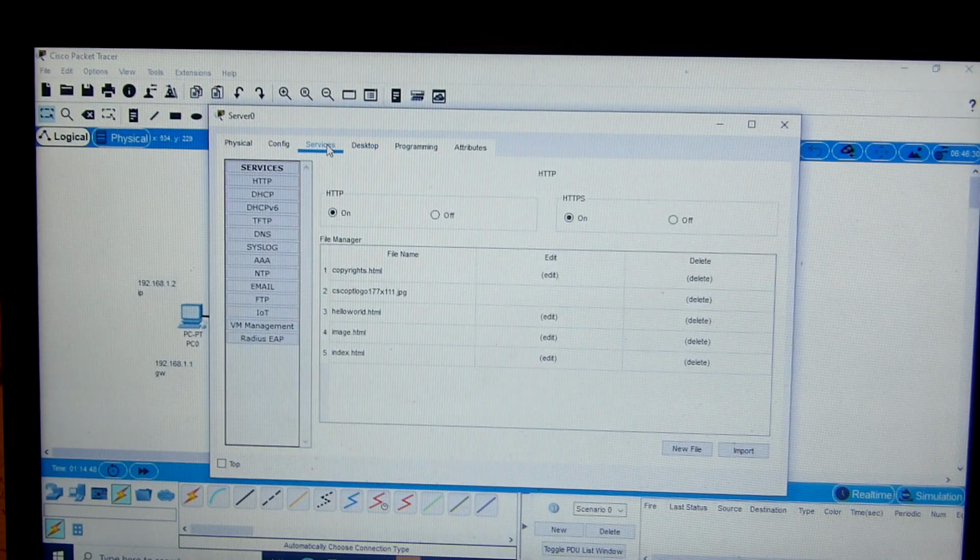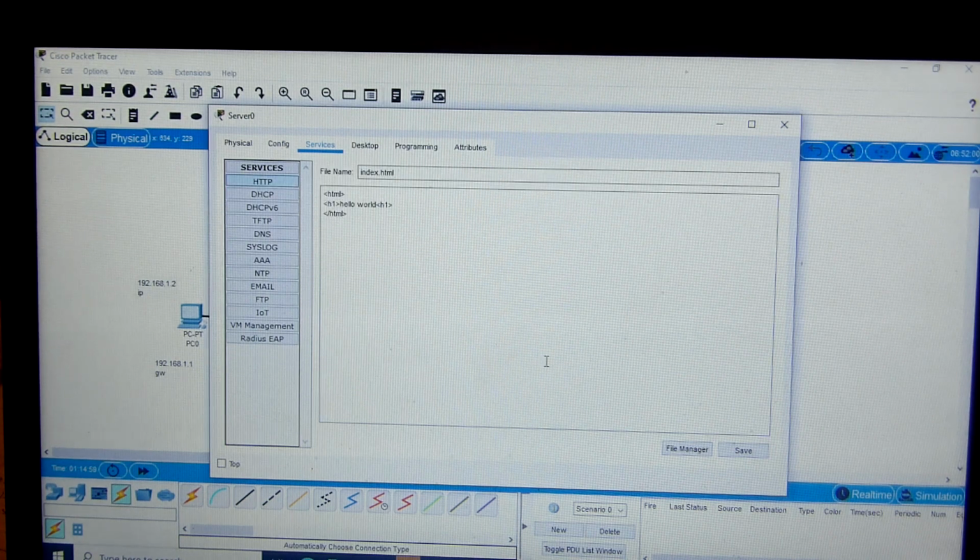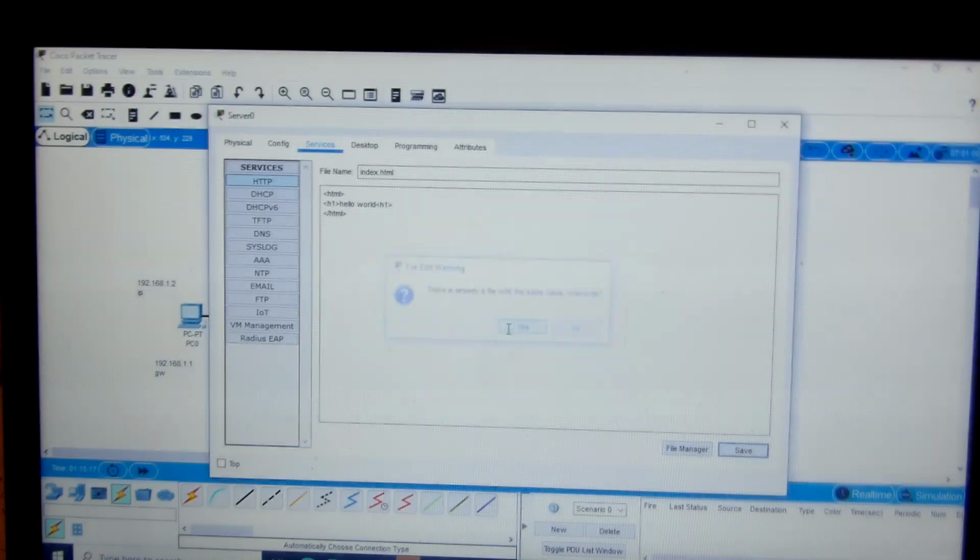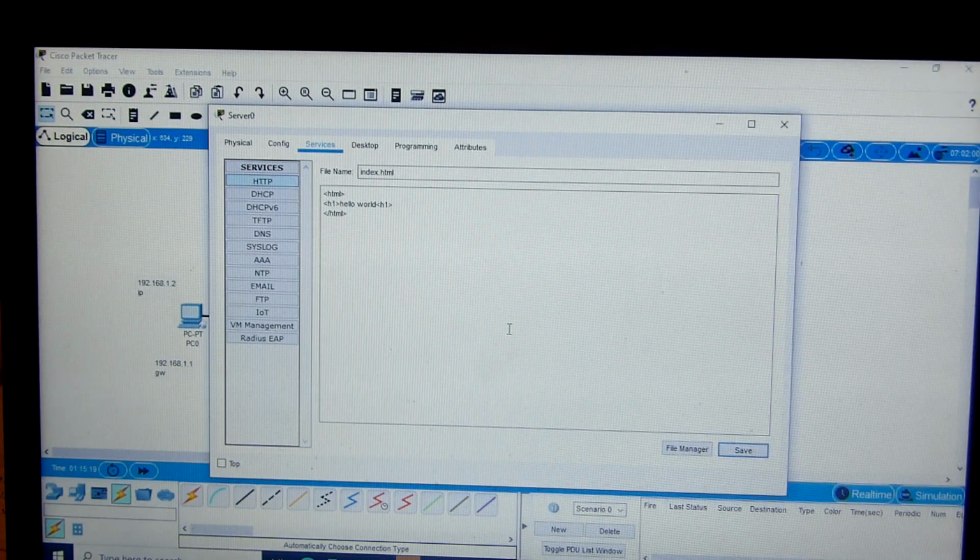Now you go to service. Okay, and then you choose HTTP. Here, in index HTML, you write hello world. You erase all those and you just write in the angle bracket H1 and close, and then hello world. Okay, and then you save it.